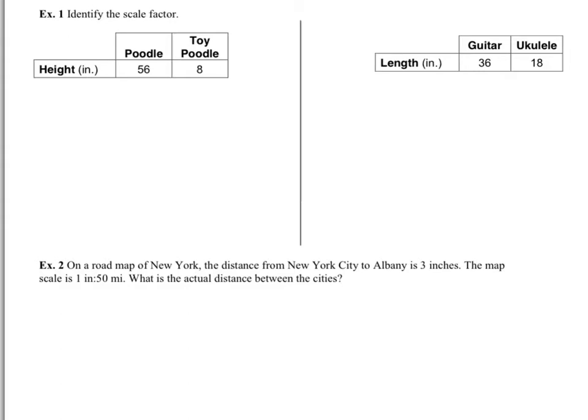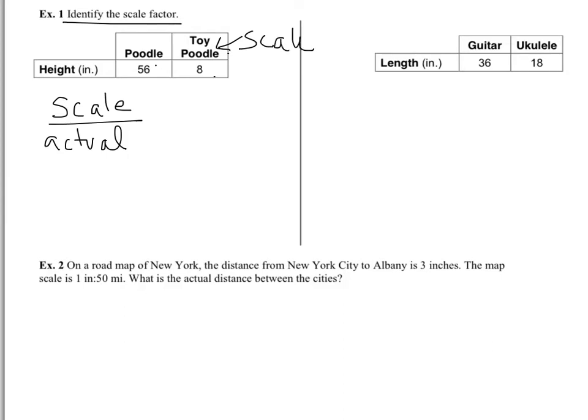It says to identify the scale factor. So we're going to write a scale comparing a poodle to the toy poodle. Whenever I set up a ratio using scales, I always compare the scale to the actual item. In this case it's an actual poodle and a toy poodle. The toy poodle is the scale model, because it's three-dimensional.